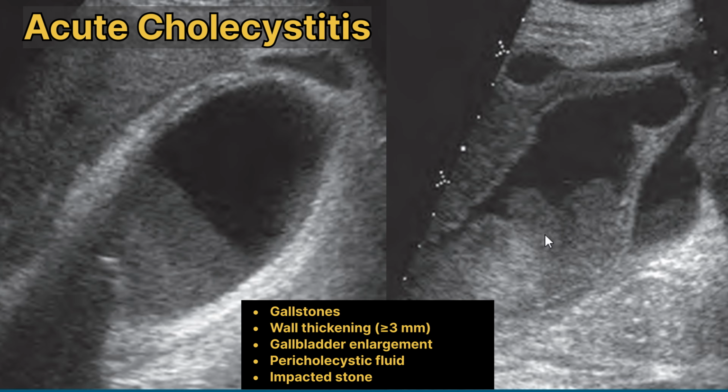And this is a longitudinal view that shows findings similar to here, but with more extensive pericholecystic fluid that is surrounding the gallbladder. And here we can see that this is the gallbladder sludge that has settled down, and here a calculus with acoustic shadowing is also visualized.